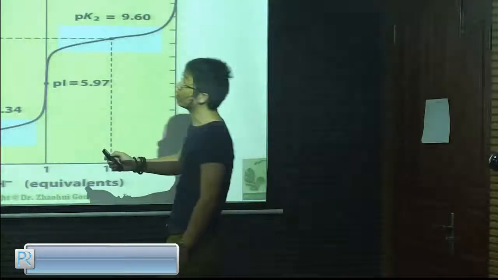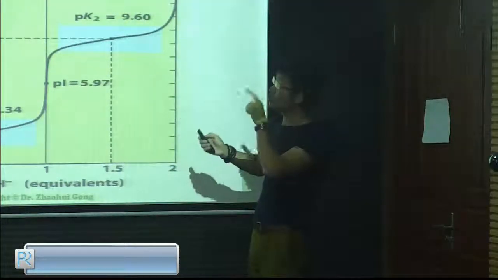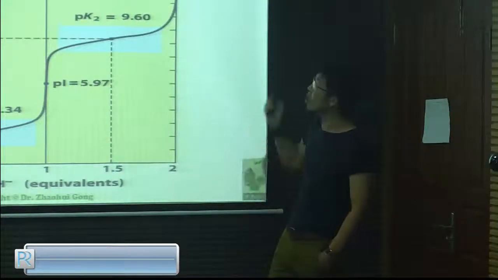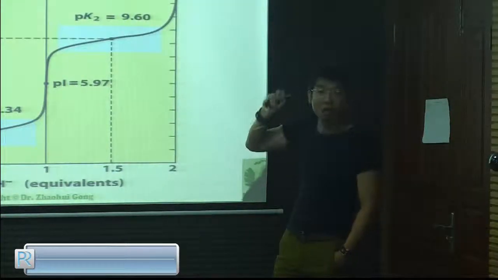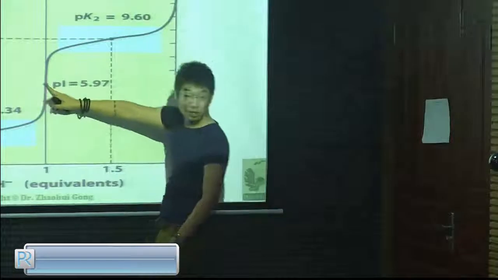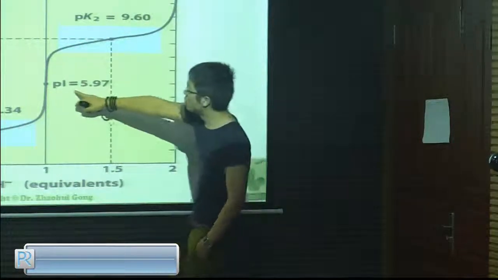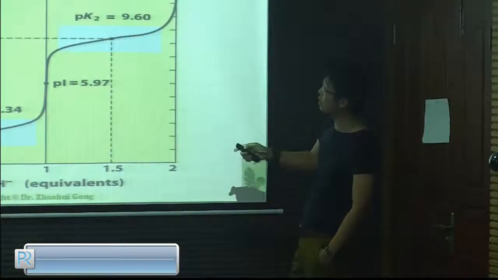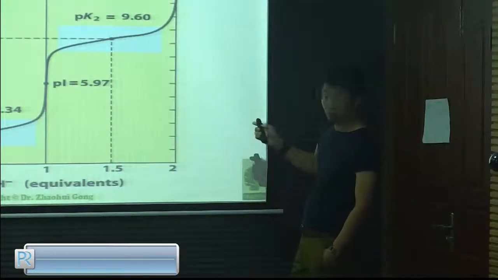Here we can see the definition for PI: the pH at which the amino acid has no net charge. No charge means the charge equals 0, right? At this point, PI equals 5.97. The term is isoelectric point.